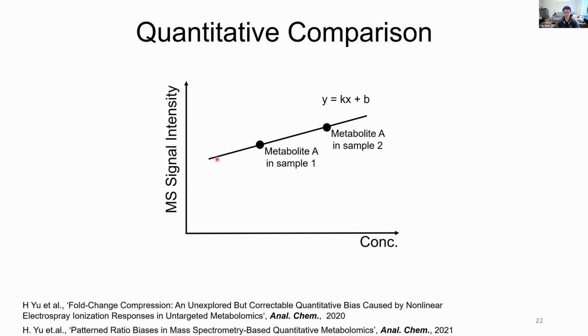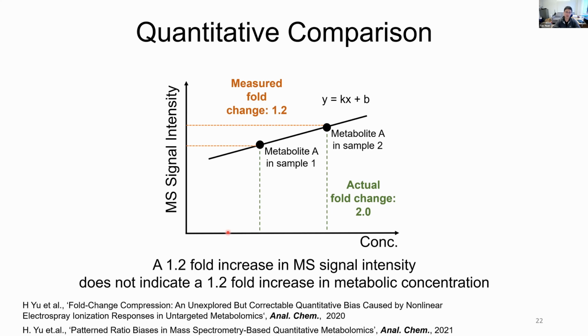So here is a linear relationship where the x-axis is concentration and the y-axis is mass spec intensity. We have a metabolite in sample 1 and sample 2. As you can see, the concentration fold change is about 2, right? So sample 2 has about 2 times the concentration of metabolite A in sample 1. But let's look at the mass spec intensity. The measured mass spec fold change is only 1.2.